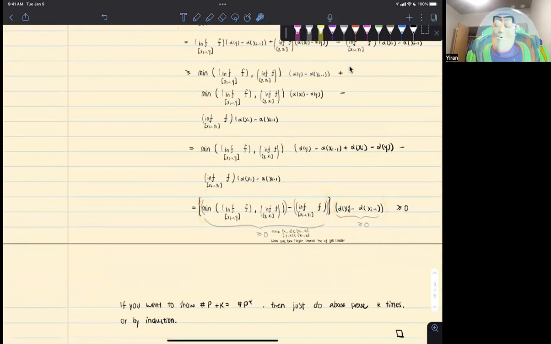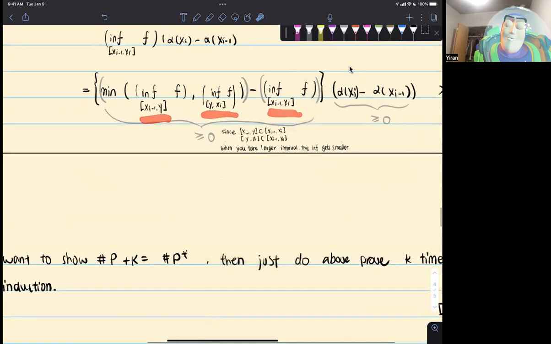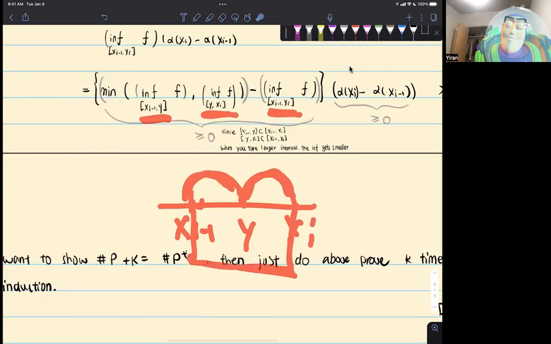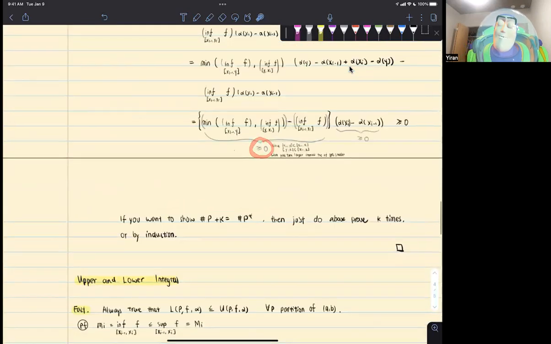And by definition, since x_i is larger than or equal to x_{i-1}, and alpha is a monotone decreasing function, this is non-negative. And for this one, it's just the property of increment, right? So notice that you're comparing the increment in this interval and this interval. If you draw x_{i-1}, y and x_i, you're comparing the minimum between the increment of this one and this one, and then you compare the increment of the whole interval of this one. Intuitively, you can also prove it by definition, but it's pretty straightforward that this expression is non-negative. And therefore, the whole thing is non-negative.